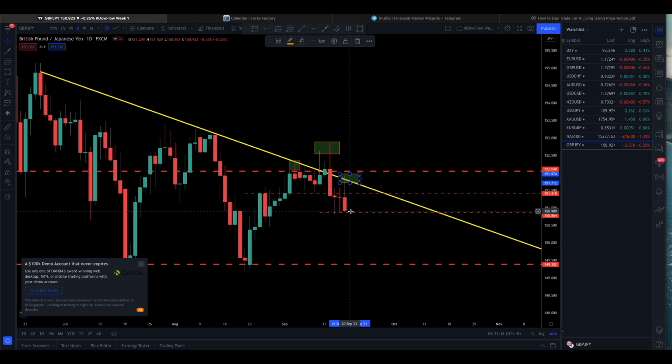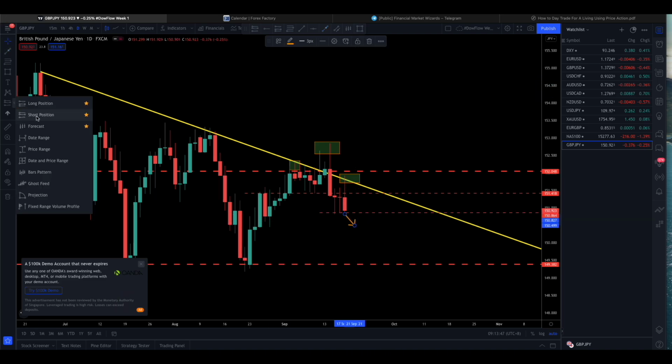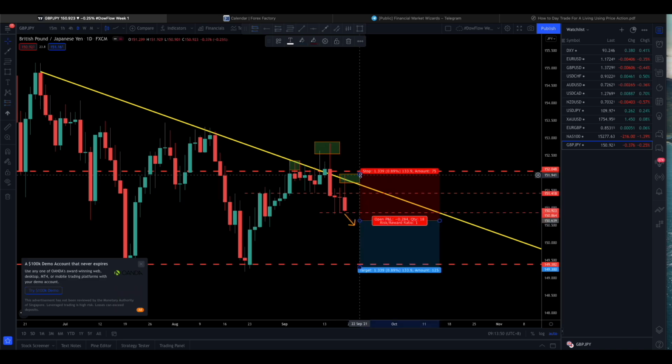Okay, so I don't recommend that you sell right now immediately because you're selling the support. I recommend that you wait for price to break this. Try to get in with a tight stop loss, something like this. Let me just show it to you. Something like this, and then target here. Okay, this is how I recommend you trade it.